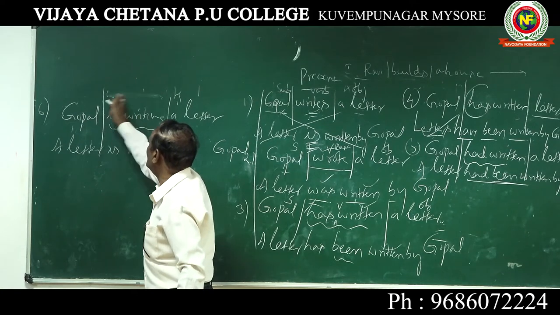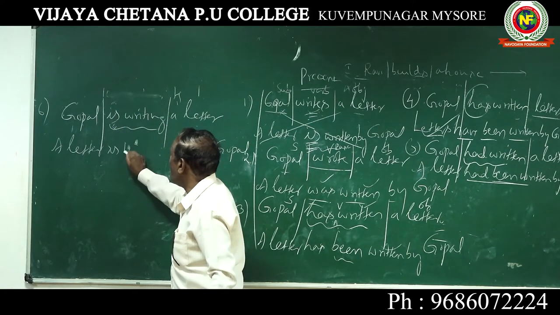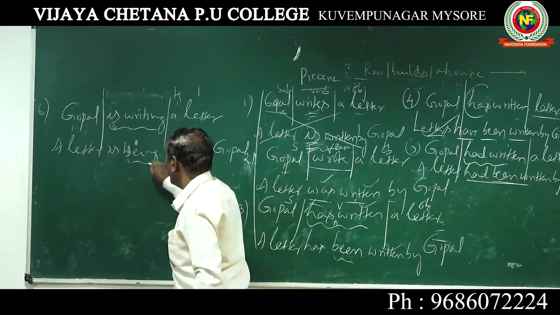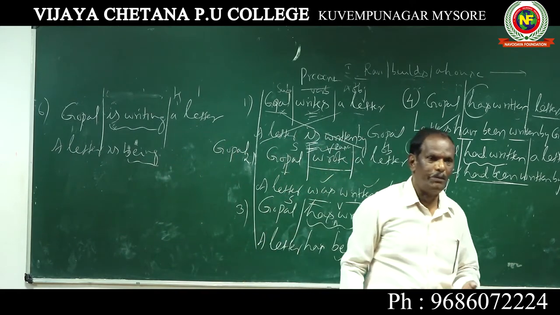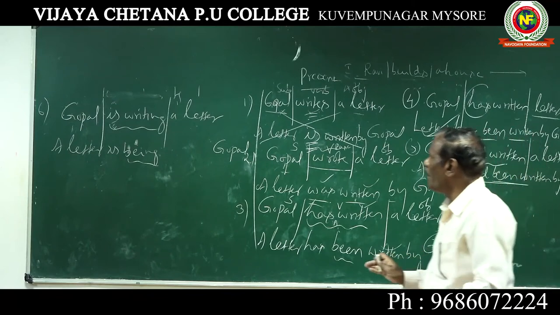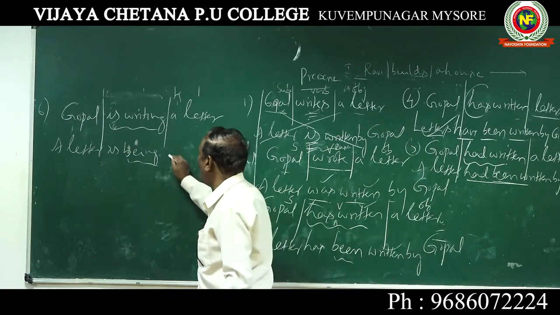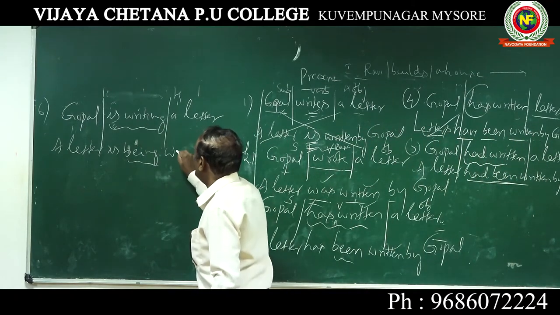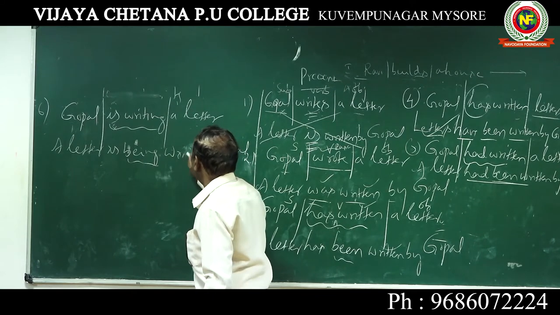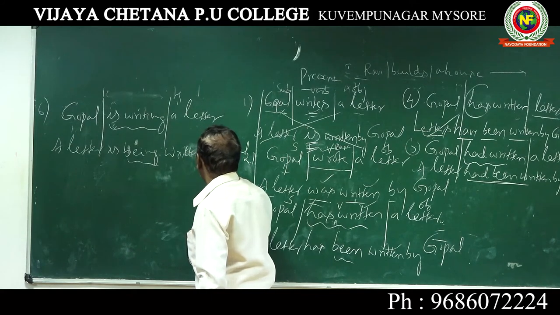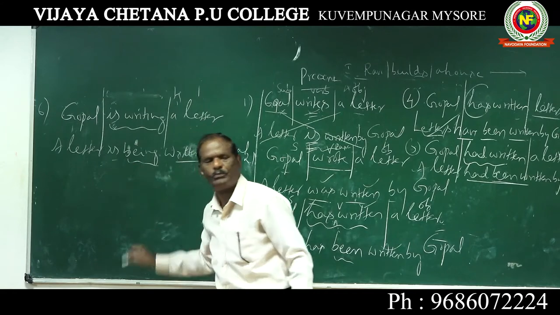The letter is being. We add being as a helping verb. In passive construction, we use be, and writing is changed into written. Writing and written, the past participle. Written by Gopal. Very important.